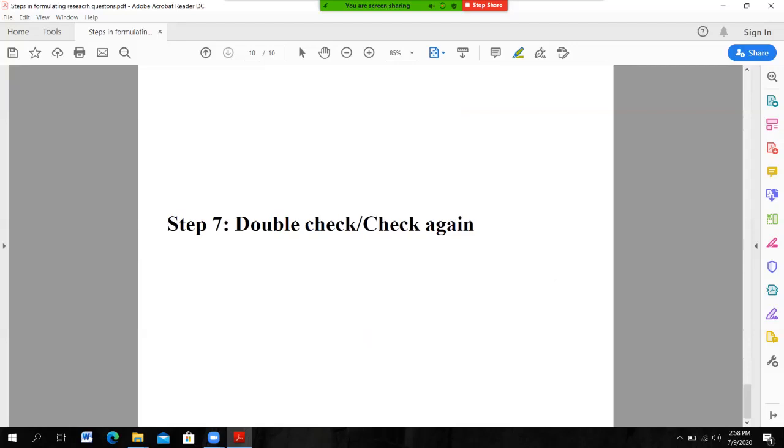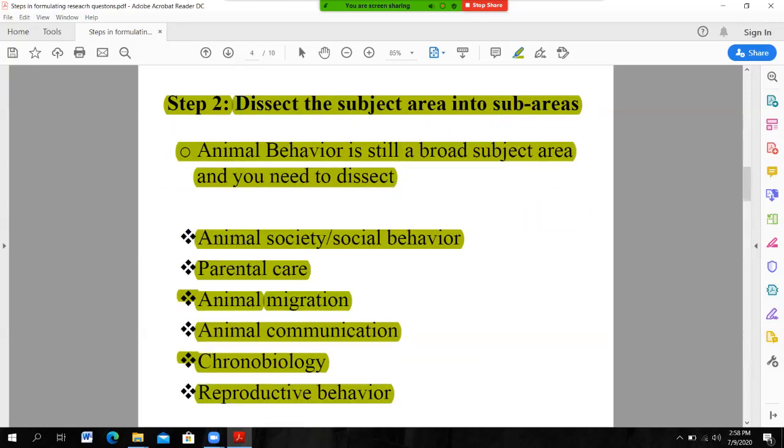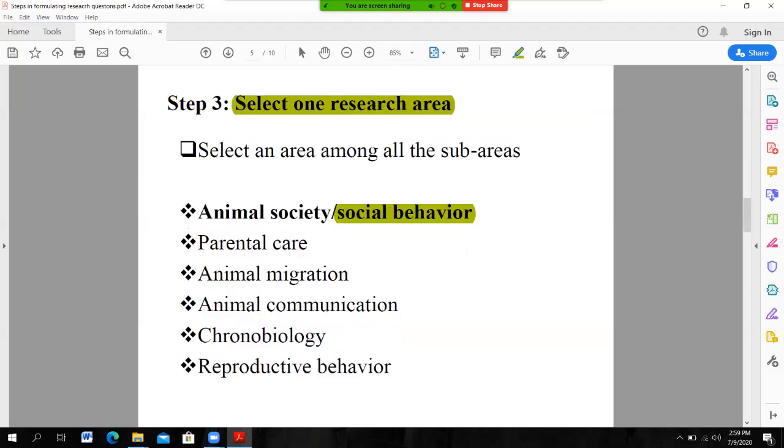The last step is double check, which means checking again. So it means revise all the steps carefully again and again. Like for example, the area which has been identified by the researcher, whether they have the interest and enough knowledge in that area. Second step, the sub-area, the major area which is divided into sub-areas, whether they have interest in that area again and again. So double check means check all the steps again and again.